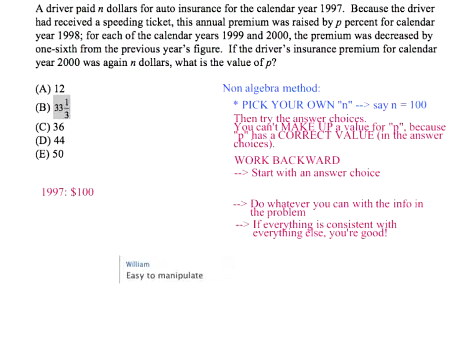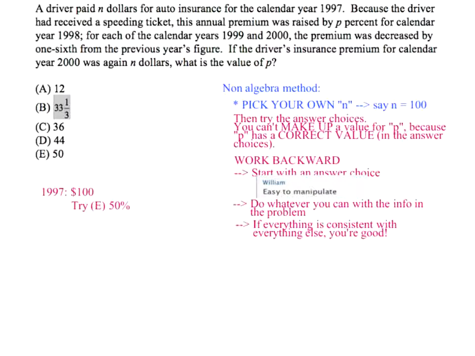So 33 1/3 and 44% are not that great, meaning I don't really want to work with those if I don't have to. So let's just start with 50%, because 50% at least is a very easy number. So let's try that. Yeah, fine, but we're not doing algebra right now. Okay, so let's just try E, 50%.